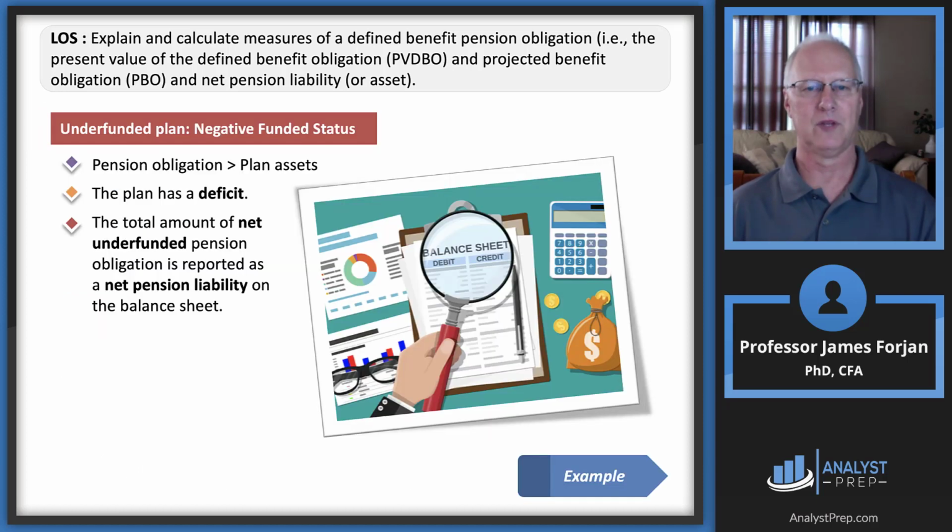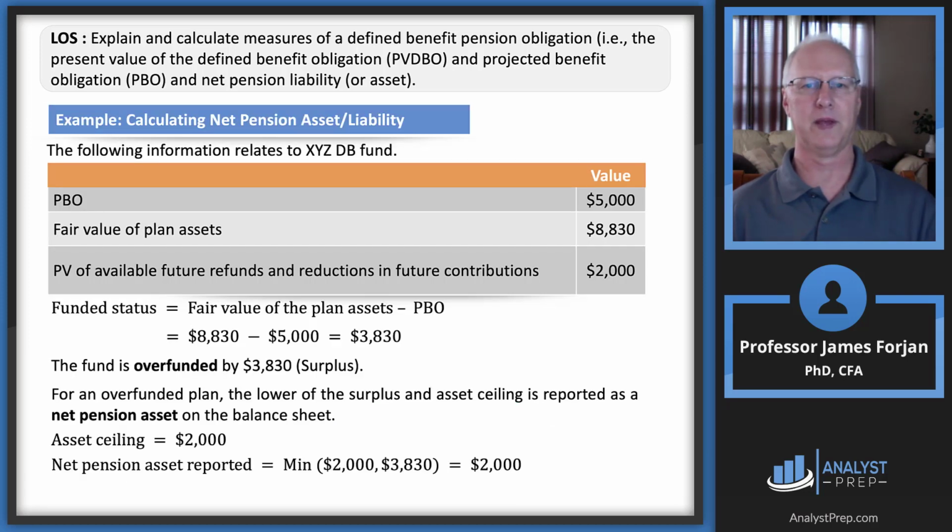Now, one of the interesting things, and I want to skip ahead here. I'm going to go back. So here we have a surplus. So let's take a look at this. We've got the fair value of the plan assets. So it's over 8,000, right? And so our liability, our obligation, is only 5,000. So that looks an awful lot like we have about a $3,000 surplus.